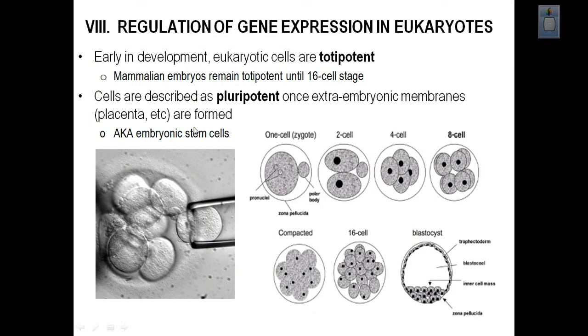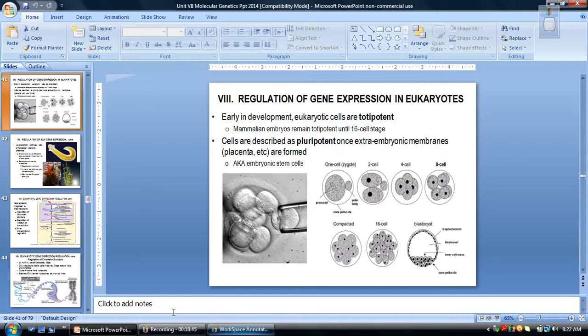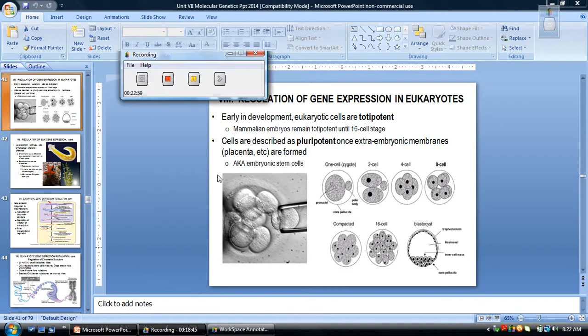Alright, now talking a little bit more about regulation in eukaryotes. Early in development, eukaryotic cells are what we call totipotent. I'm going to pause for a second because I need to get my pen so I can write some vocabulary terms on here. Hang on.